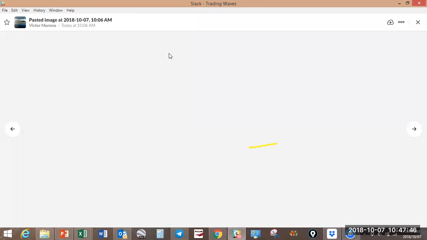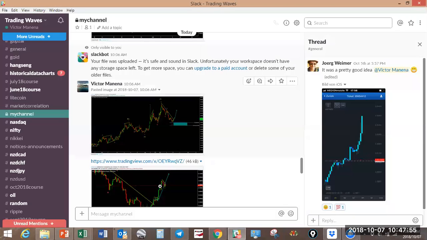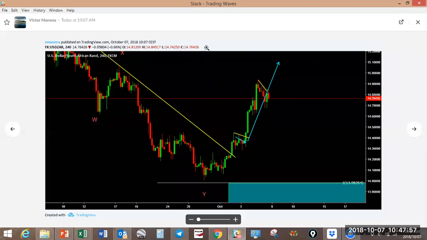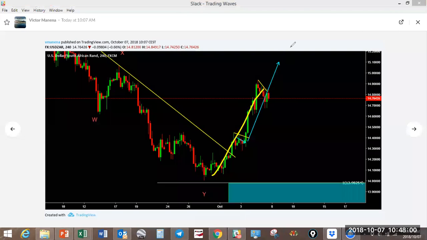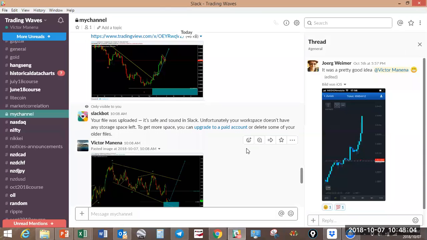US dollar ZAR, you can see the setup before it happened. We will know what trigger to wait for. It gives us the trigger, we take the trade, and this is how the trade is going. Just a few pips from target. So that is what you get in our groups. Just so many setups that we got in the last week.